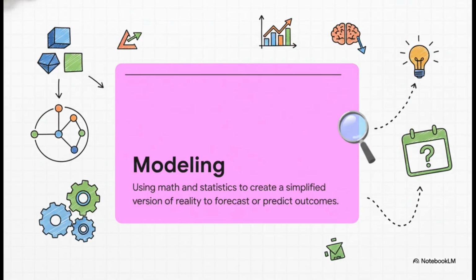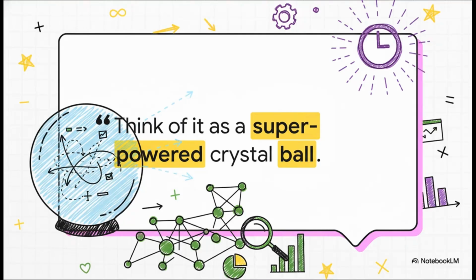Well, the answer is modeling. And honestly, the idea behind it is pretty simple. Modeling is just using math and stats to build a simplified version of the real world. And once we understand the rules of this little mini world we've built, we can make a really educated guess, a forecast, about what might happen. It's a really great way to think about it. It's not magic, of course, it's all math. But for all practical purposes, a good model really does act like a super-powered crystal ball. It gives us a glimpse into possible futures, all based on the data we have right now.